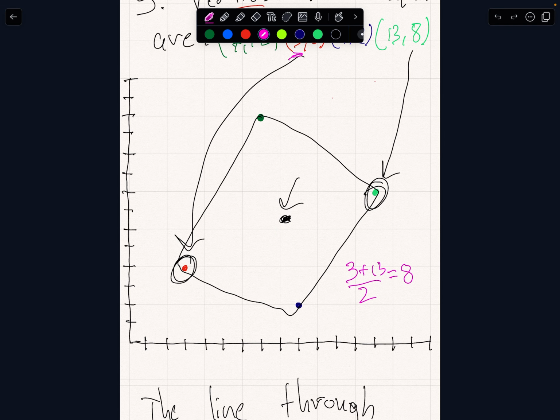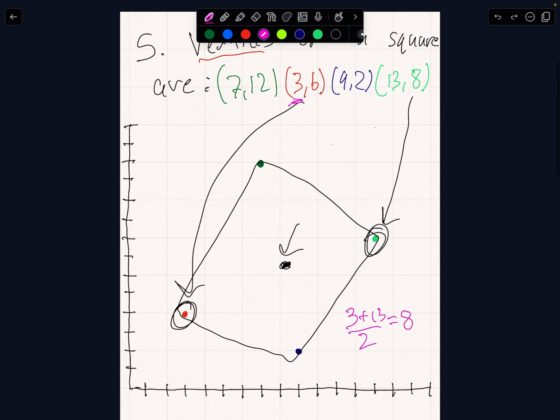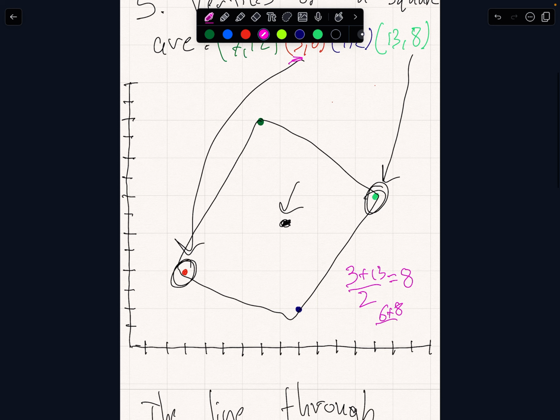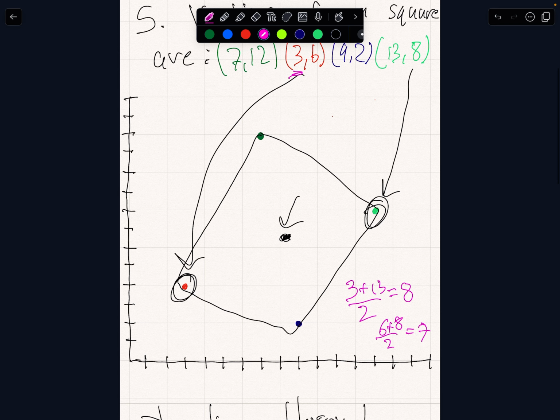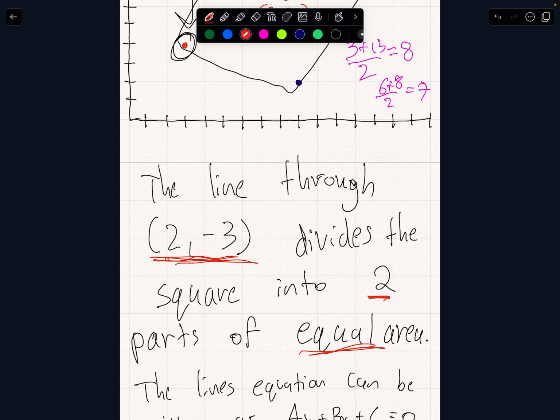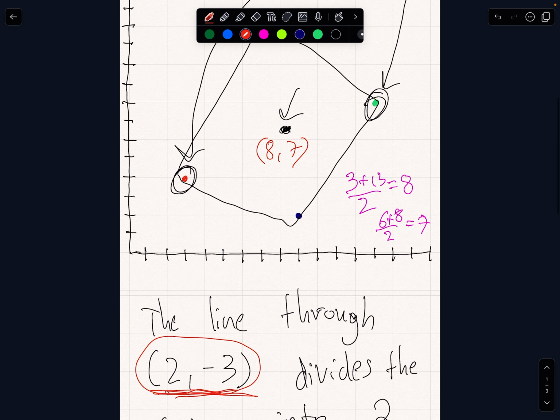Now, to pinpoint the middle point, I'm going to do a similar thing with the y. I'm going to find their average. So 6 plus 8 over 2, which is going to give me 7. So now I know that the middle point is 8 across and 7 up. So this point is going to be 8, 7. Well, what does this tell us? We now know that the line going through the point 2, -3 must also go through the point 8, 7.